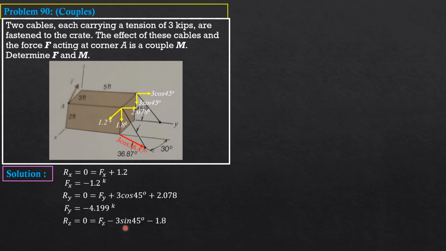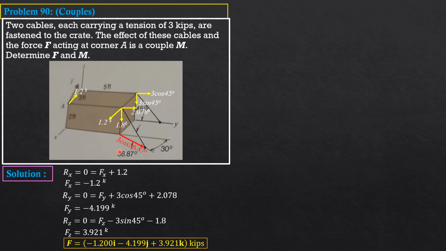Then Rz is 0 and it is equal to Fz minus 1.8 minus 3 sine of 45 degrees. So Fz is positive 3.921 kips. Therefore, in vector form, the force F is negative 1.2i minus 4.199j plus 3.921k kips. So that's F. Then for M, let's superimpose the XYZ here so that many forces will be uninvolved.